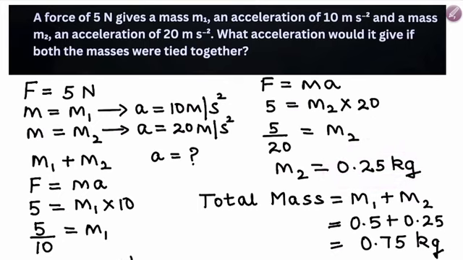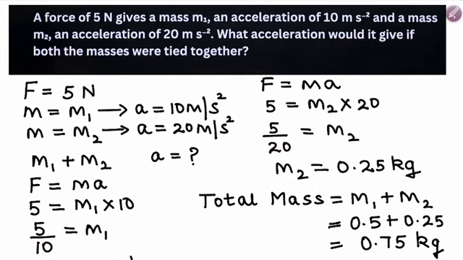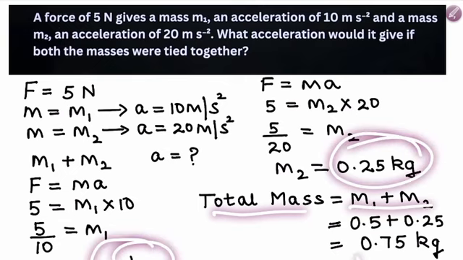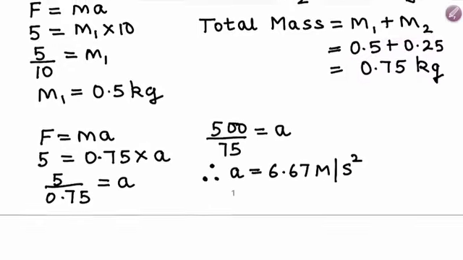Now what did they ask in the numerical? What acceleration would it give if both the masses were tied together? Now we have taken out the values of m1 and m2. According to the demand in the numerical, we will total the masses, that is m1 and m2. So the total mass, that is m1 plus m2, we will total the values which we have solved already. So 0.5 plus 0.25 has come out to be 0.75 kg. So now this is over.